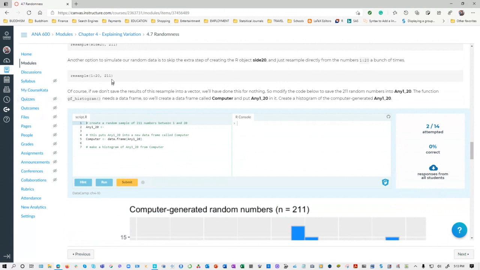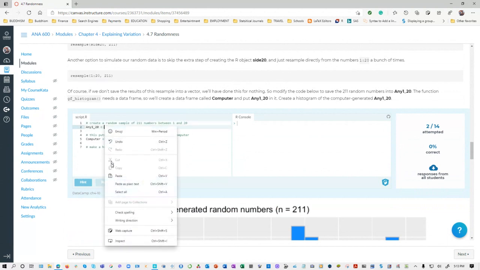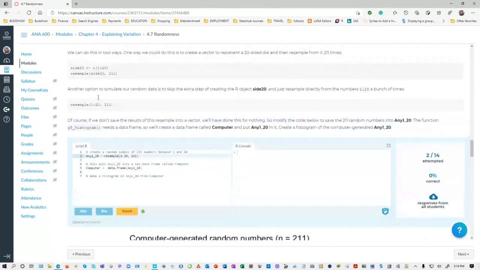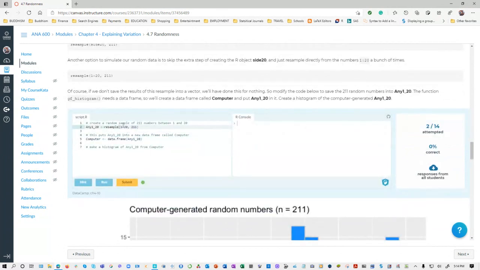and give it a name. Through the resample, you have picked a sample of 211 from the numbers 1 to 20. It's been named any 1 to 20 now, so we don't have to use side 20. Now it has been put over here. Resample, now you're going to generate from that one and put it into a new data frame called computer.